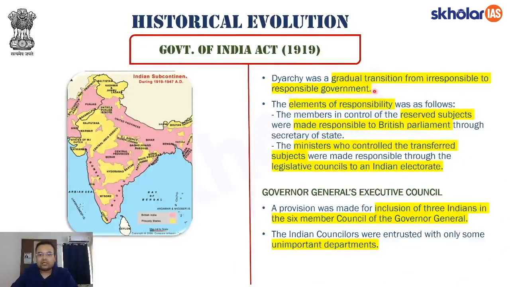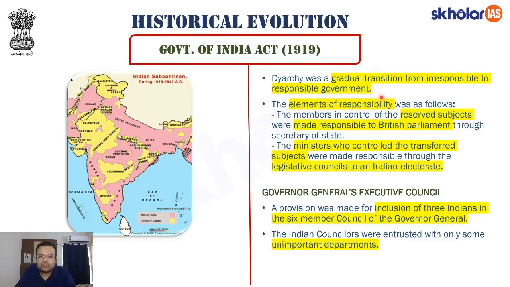So diarchy was a gradual transition from irresponsible to responsible government. One can very well argue it. Why? For the simple reason, the whole idea is that we are able to include ministers, we are able to include those people who are taking decisions on these subjects that have been elected by the people themselves.